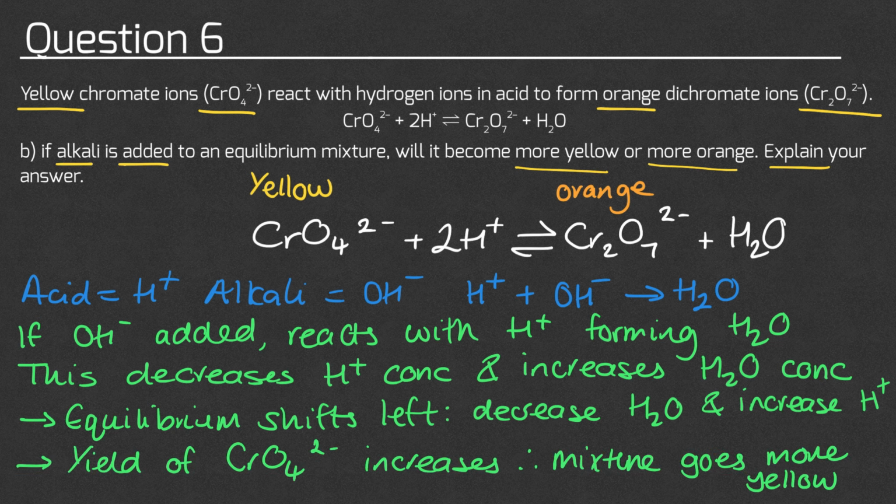Since we've shifted to the left, we're making more of everything on the left-hand side and less of everything on the right-hand side. We've said that the chemical on the left-hand side is yellow. Therefore, if we're shifting to the left, we're going to increase the yield of the chromate ions. Therefore, the mixture will go more yellow.